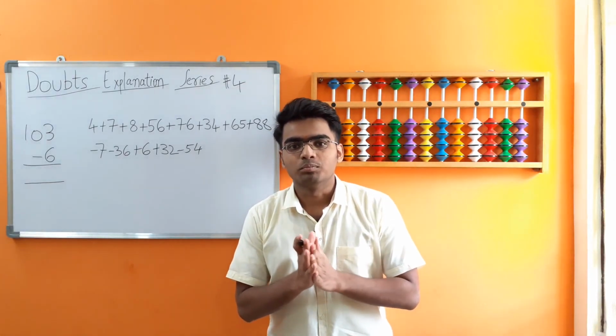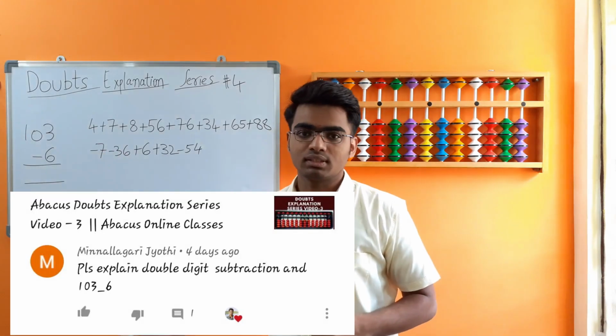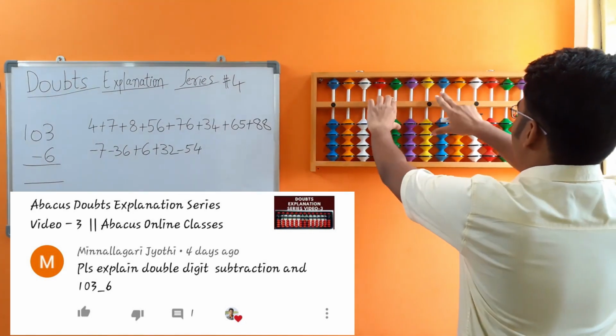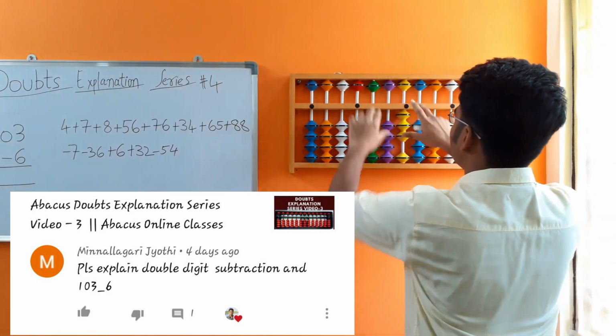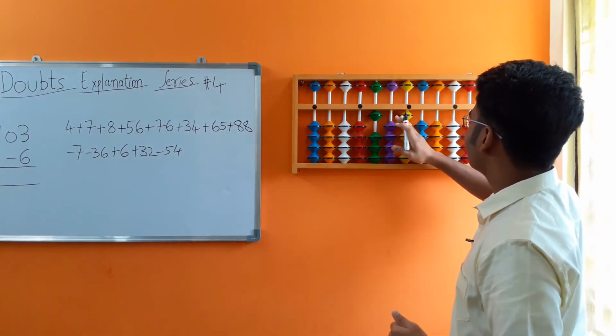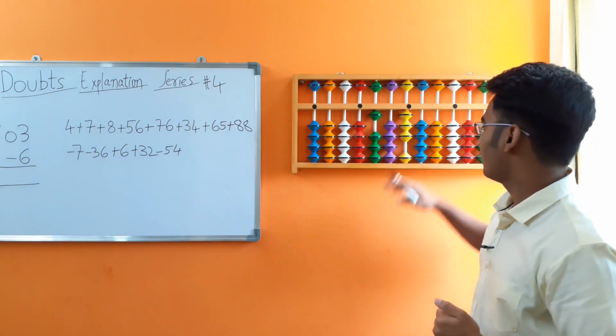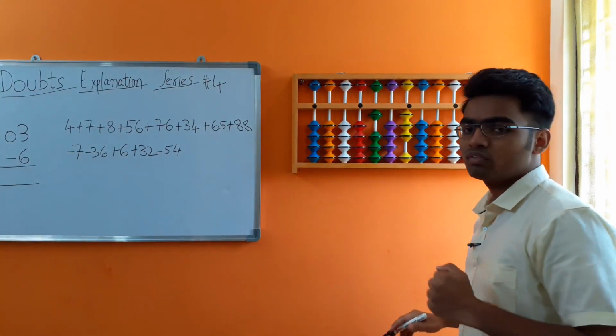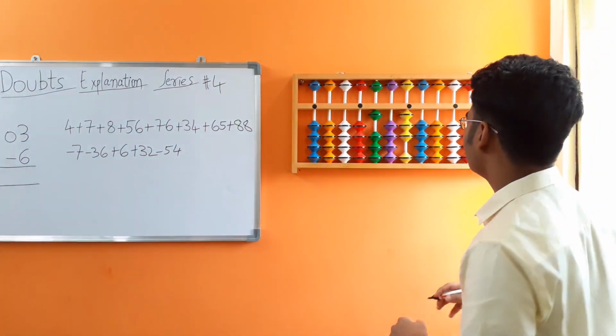Let's start with our first sum. 103 minus 6, right? Let's place 103 in the abacus. We have to subtract 6 now. We cannot subtract 6 directly from the units rod because we only have 3 rods. So now we have to make use of big friends, right?